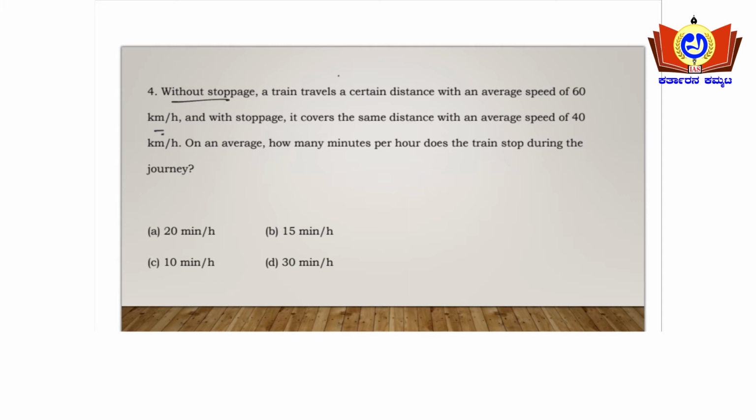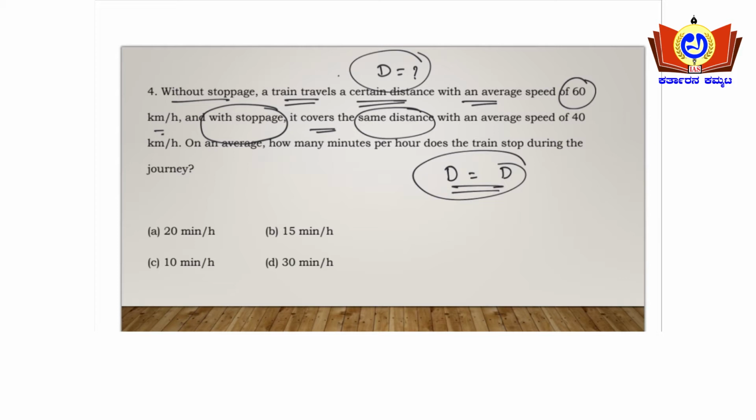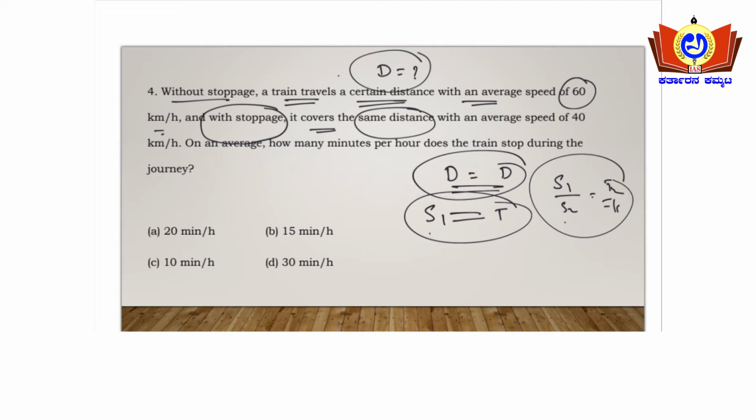Without stoppage, a train travels a certain distance. So D is a certain distance, D is unknown here, with an average speed of 60 kilometers per hour, and with stoppage it covers the same distance. Okay, D is the same here. D equals D. So friends, as I discussed in the previous slides, when distance is the same, we can equate speed and time, right? See, as discussed in the previous slide, S1 upon S2 will be equal to T2 upon T1. So this we can write, right?